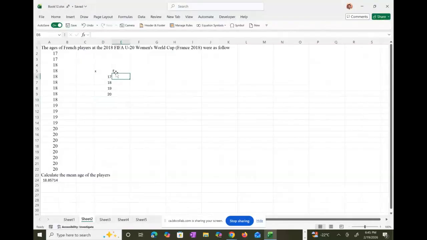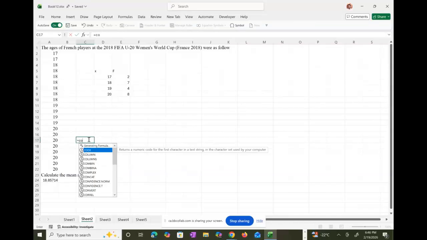All right, so 17 is repeating how many times? 2 times. And 18 is repeating how many times? 1, 2, 3, 4, 5, 6, 7. So it is repeating itself 7 times. 19 is repeating itself how many times? 1, 2, 3, 4. 19 is 4 times. And 20 is repeating itself how many times? 1, 2, 3, 4, 5, 6, 7, 8. 8 times. Now, having said that, I'm not sure how many terms these are, so let me just do the count.